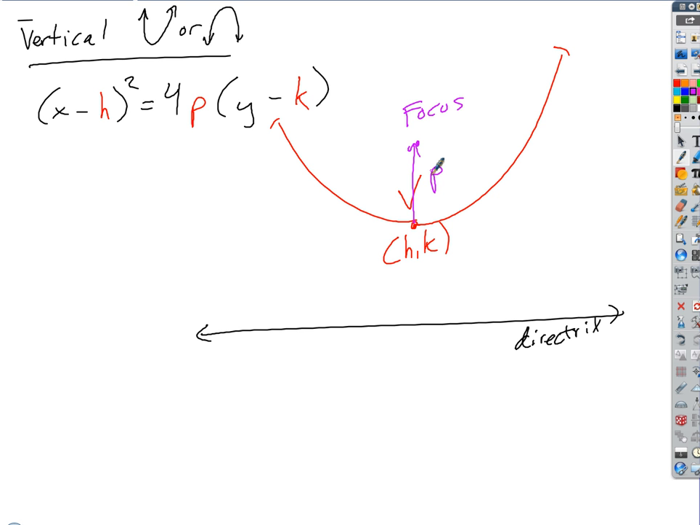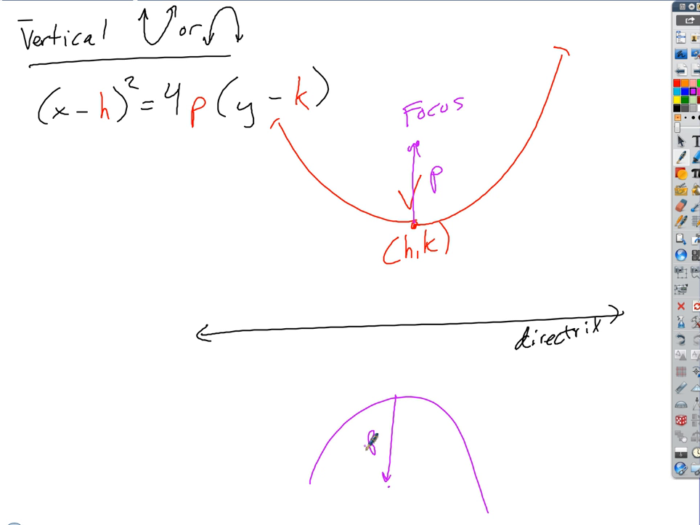If P is positive, that means the focus is above the vertex, and the parabola is going to open up, because the parabola always opens to swallow the focus. It opens away from the directrix and surrounds the focus. If the focus were down here, for example, the vertex would be in the middle, and the parabola would be doing that instead. In this case, P would be pointing in the negative direction, so P would be negative. See the difference?